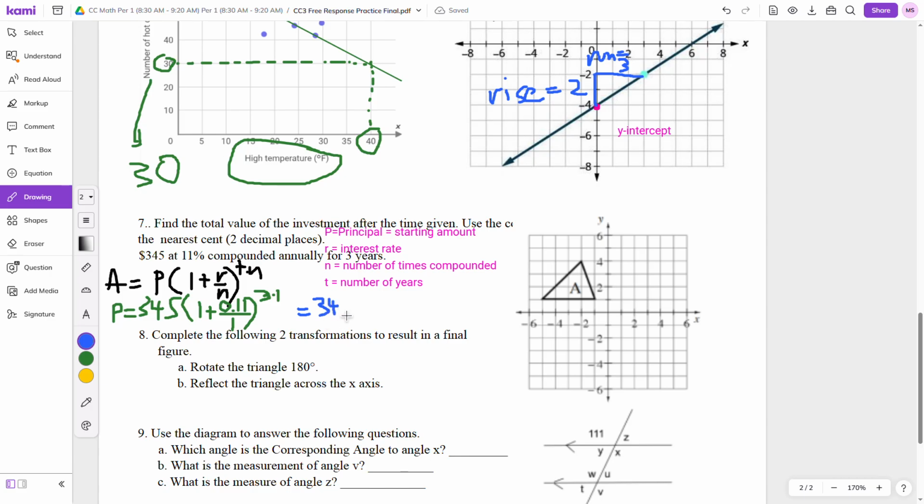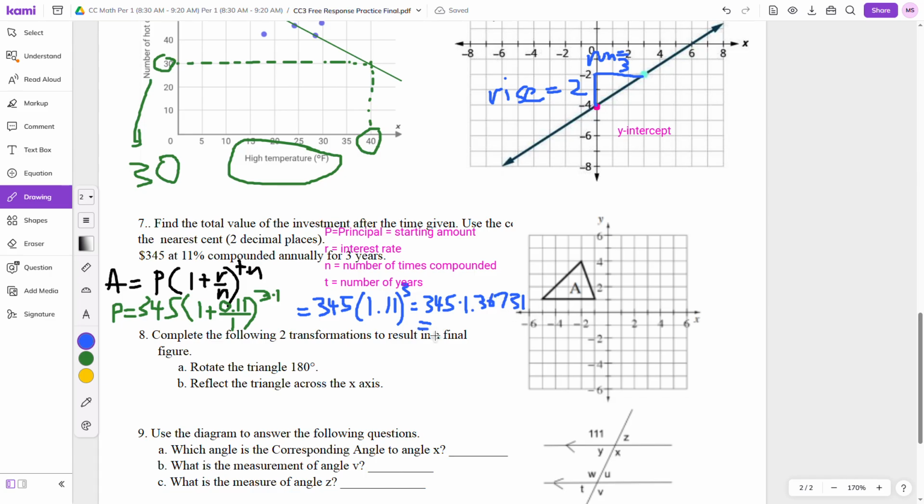345 times, I'm going to simplify this in here a little bit, 1.11 cubed. And what's 1.11, whoops, I added a dot. Didn't mean to do that. What's 1.11 cubed? Well, it's a good thing I have a calculator, because it turns out that that is 1.367 and change.